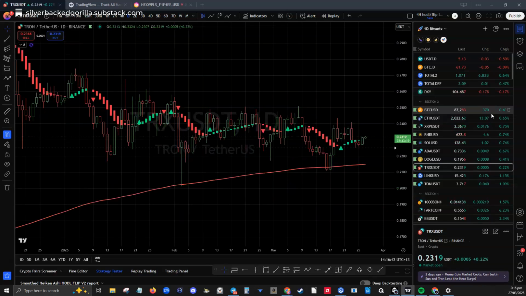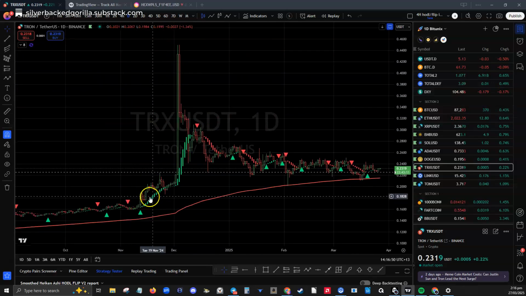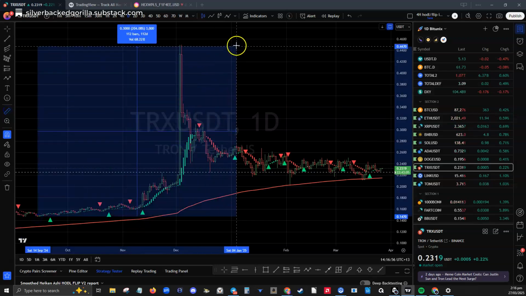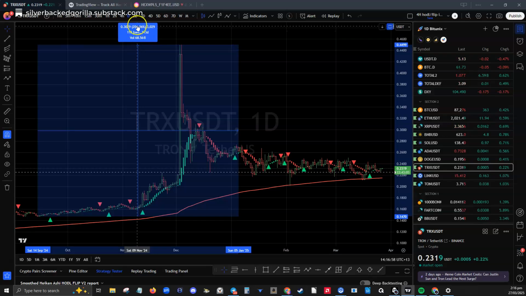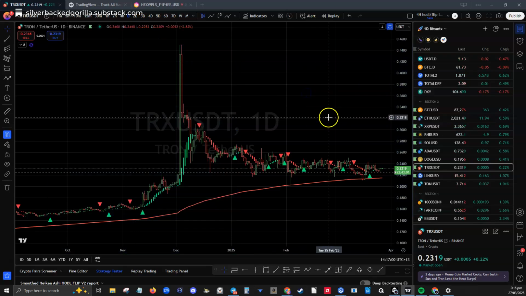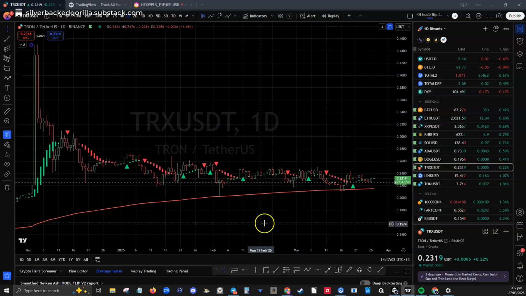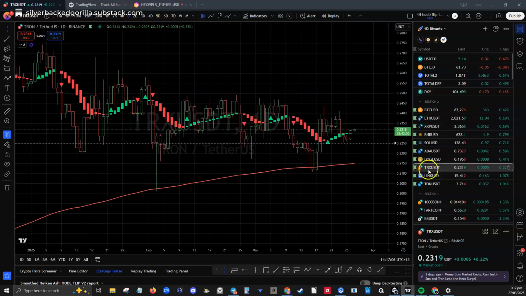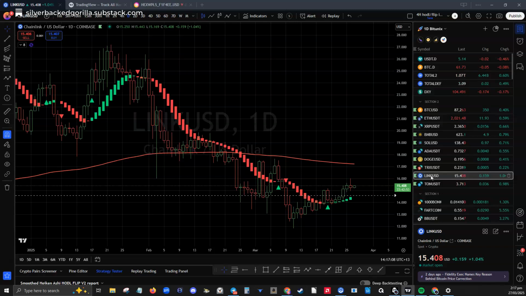TRX is in an uptrend. It's been up and down a little bit more because the price doesn't move much with TRX, and we also just had this massive move, from the bottom where it started to there, which was 200%. That was a pretty big move. So anyway, that's TRX. TRX has definitely got a buy or long signal.